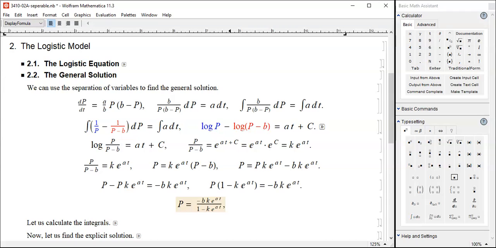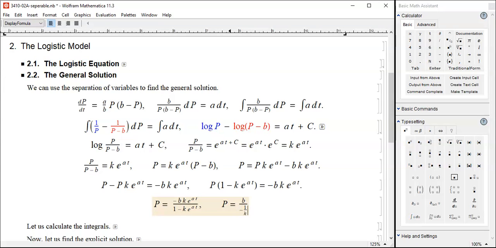We have an explicit solution. However, we can do a little bit better. There are too many exponentials flying around, too many t's, so let's simplify this a little bit. Divide each term by negative k e to the a t power, then I'm going to get p equals b over, and then negative 1 over k, and then e to the negative a t power plus 1. That's what I'm going to get.